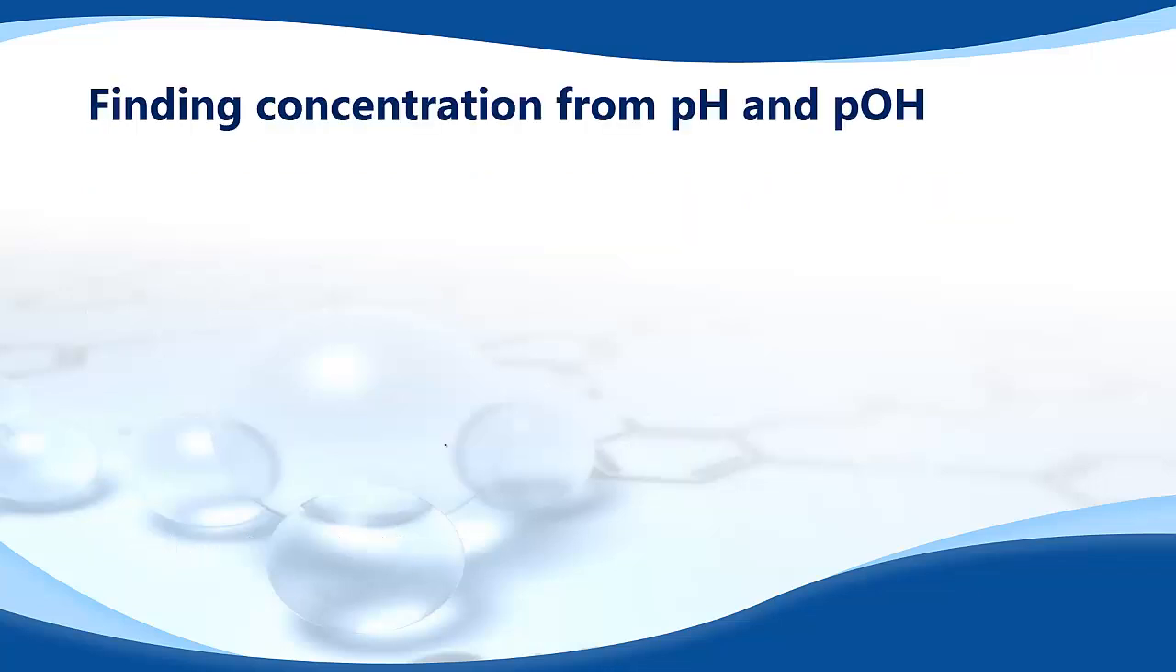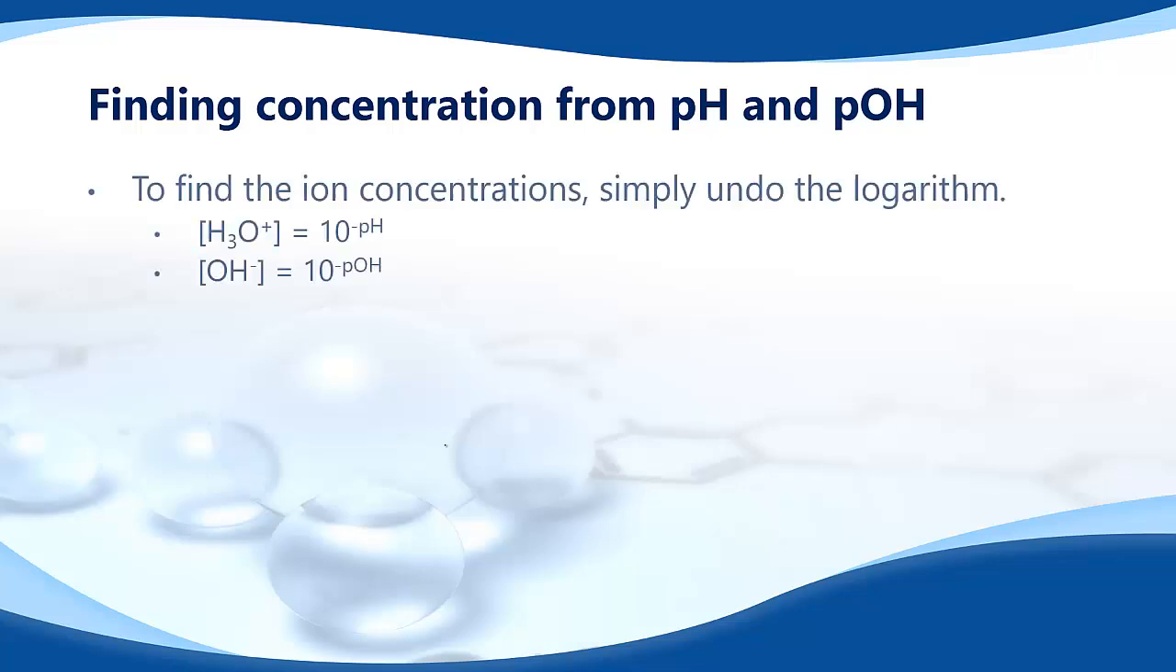The other important equations are how to do the reverse. So the pH equation was if I know the concentration of the acid, I can find its pH. What we also want to be able to do is do the reverse. If I know the pH of the acid, I want to find its concentration. In order to do that, all you're going to do is undo the logarithm.